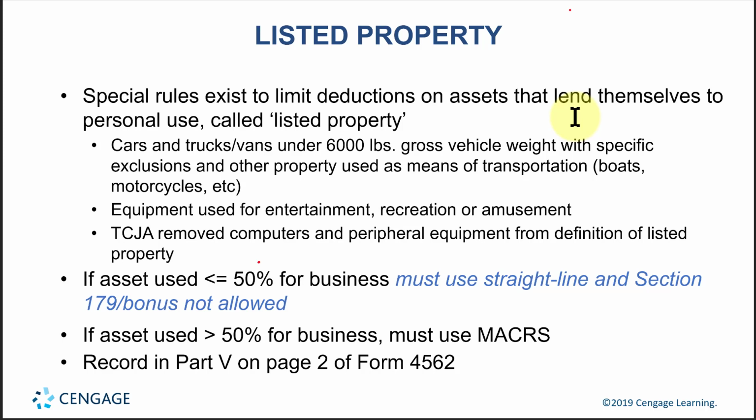Sometimes property can be used for both business use and personal use. Personal meaning not business. Like maybe you're using your automobile and you're driving to school, you're driving around to do errands. That's all personal use. But then you have a business. You drive not from home to business, that's non-deductible commuting. But you drive from one business location to another.